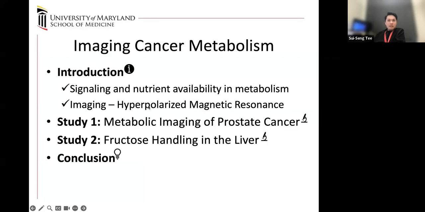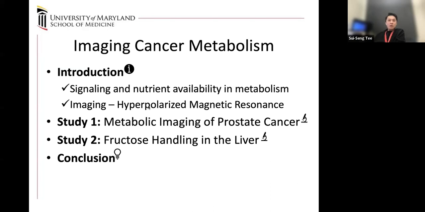So this is the structure of the seminar today. I'll give you a quick introduction on how growth factor signaling and the availability of nutrients affect each other in health and disease, and how a lot of the focus today will be on some imaging techniques, specifically in the realms of MR, magnetic resonance, and this newish technique. It's not super new, it's been around now, called hyperpolarized MRI, and how we use these techniques to look at metabolism. I will illustrate the paradigm of the connections between growth factor signaling and imaging using two case studies.